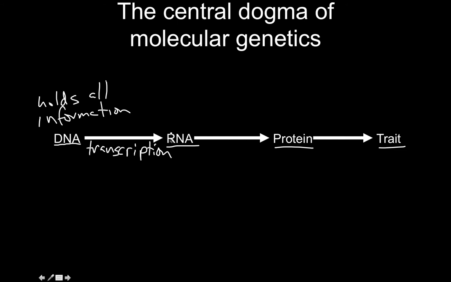Now, once we have a copy of the information in RNA, that information is going to go out to the ribosomes, where the ribosomes are going to make a protein. That process is called translation, going from RNA to protein. And proteins will combine together to make our traits. Proteins come together to make our hair color. Proteins come together to make us tall or shorter. Proteins come together to make our eye color. Proteins come together to see if we have hair on our middle knuckles or not.